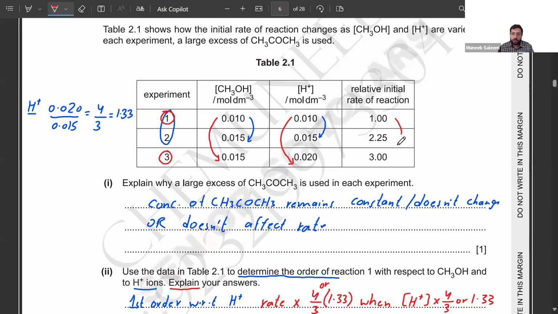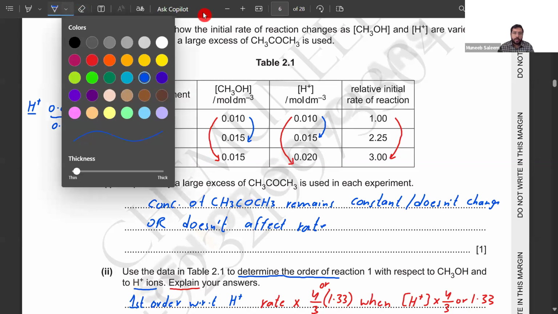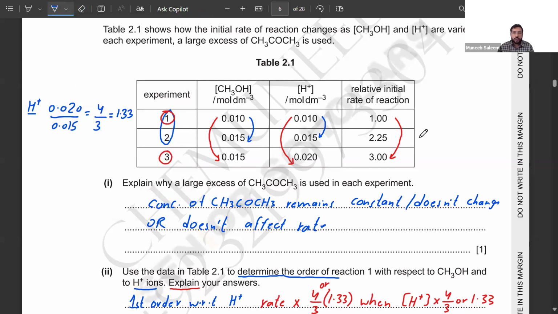Now for the red portion, the rate has been increased from 1 to 3. All right, so we know the rate has increased by 3 times for the red portion. So the rate has been increased by 3 times. At the same time, the hydrogen ion concentration has been increased by 2 times.